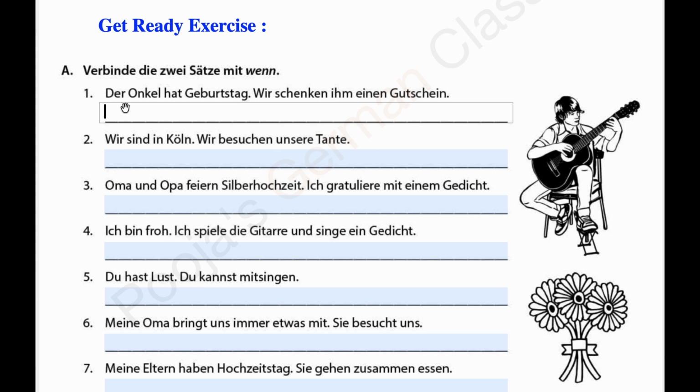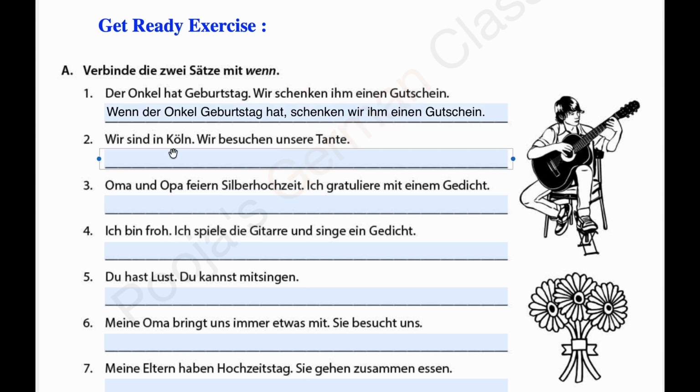So here the first question is, der Onkel hat Geburtstag, wir schenken ihm einen Gutschein. So the answer to this one is, wenn der Onkel Geburtstag hat, schenken wir ihm einen Gutschein. Clear? Or you can write, wir schenken ihm, then instead of ihm, you will write der Onkel. Okay, if you want to begin with the main clause, then you will write, wir schenken den Onkel einen Gutschein, wenn Geburtstag hat. Clear? Coming to the next one.